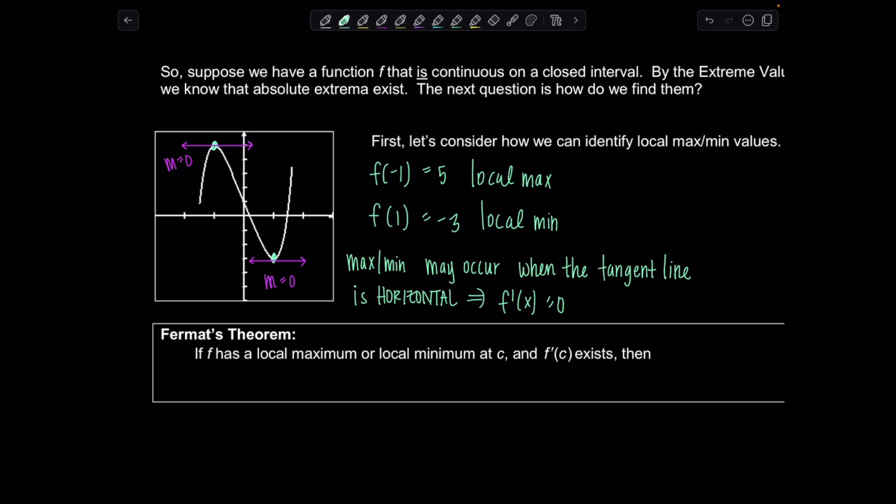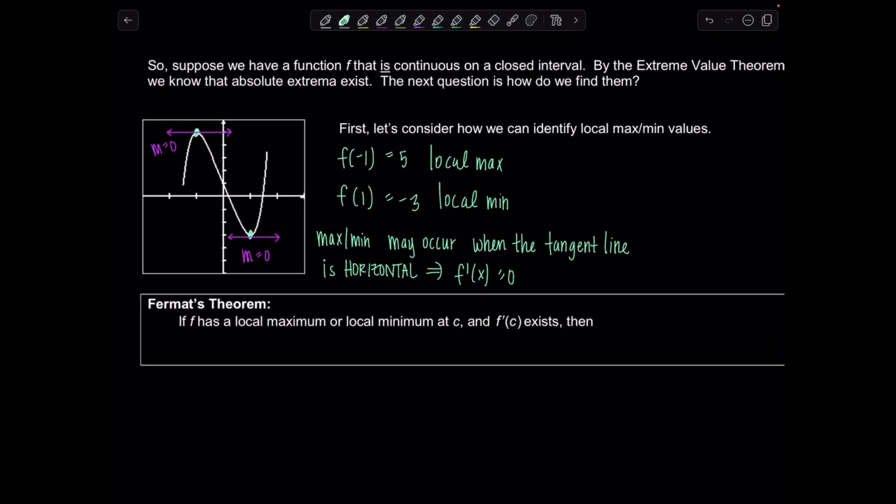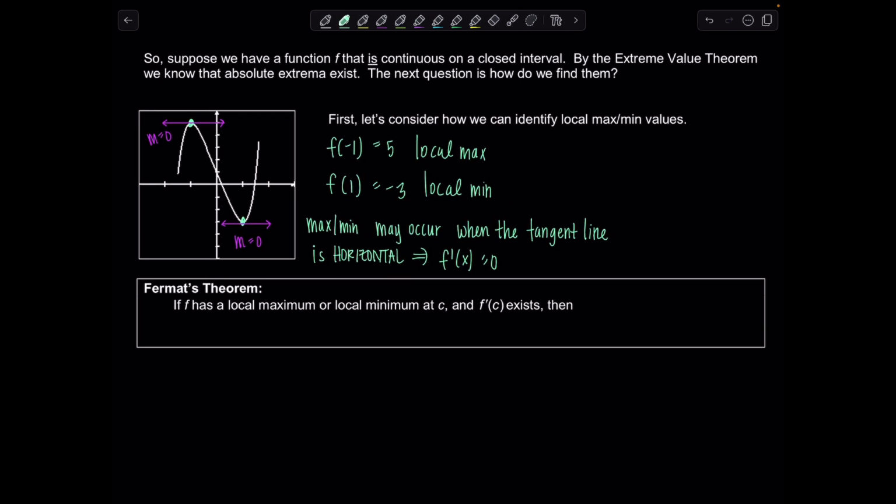All right, so this takes us to Fermat's theorem, one of them. He has another one, don't worry. If f has a local maximum or local minimum at c, and f prime of c exists, then f prime of c equals 0. So basically what that's saying is, if your function has a max or a min and the derivative is defined there, it exists, then we know that the derivative is equal to 0.